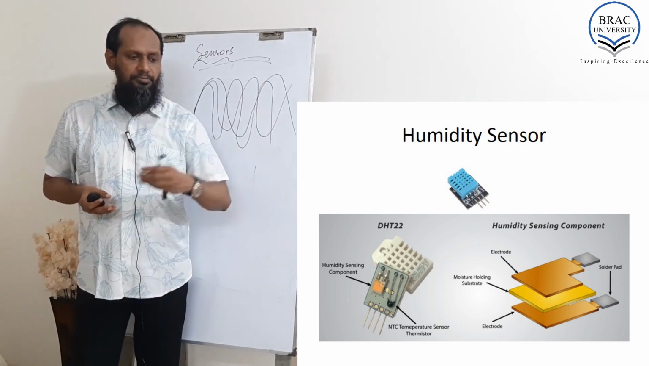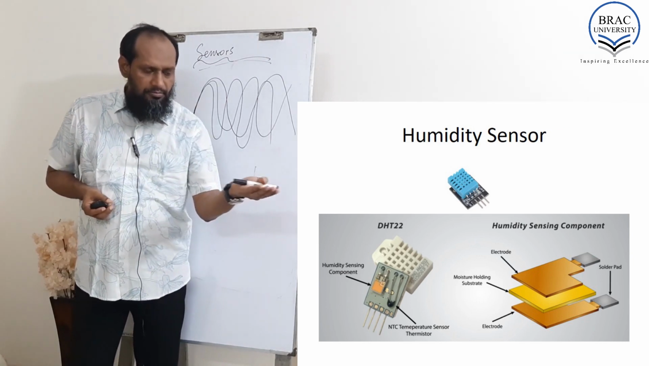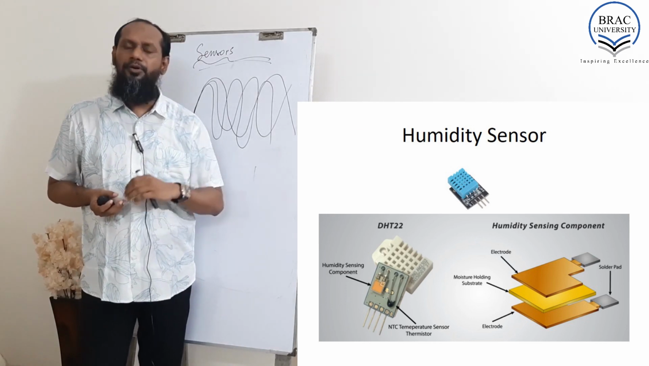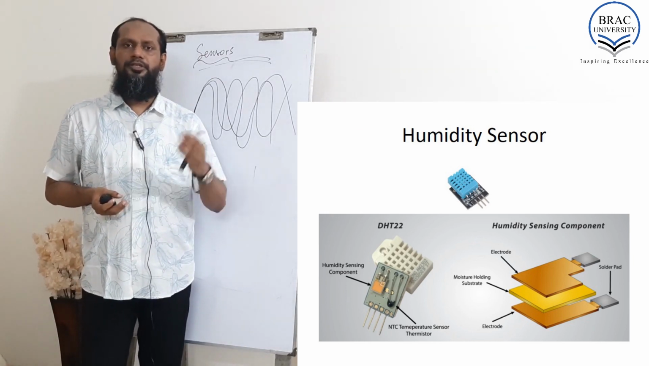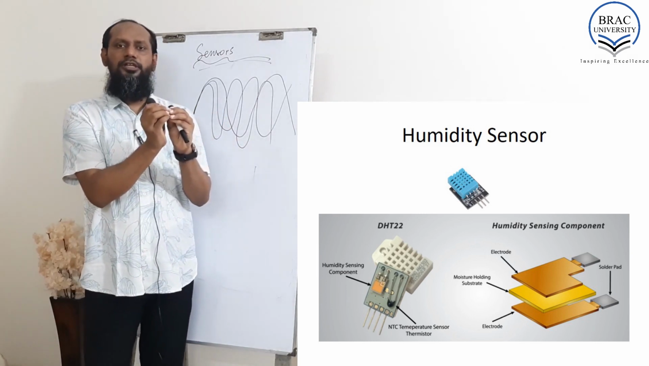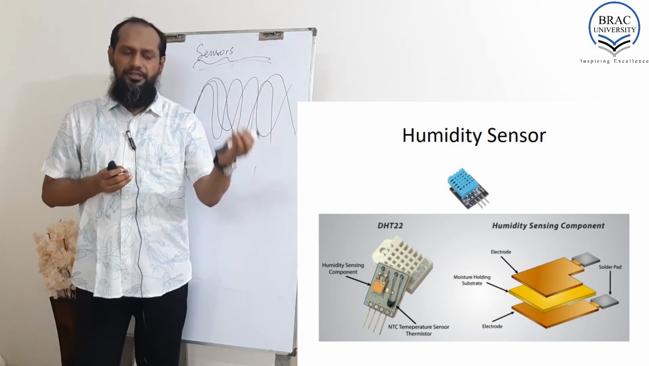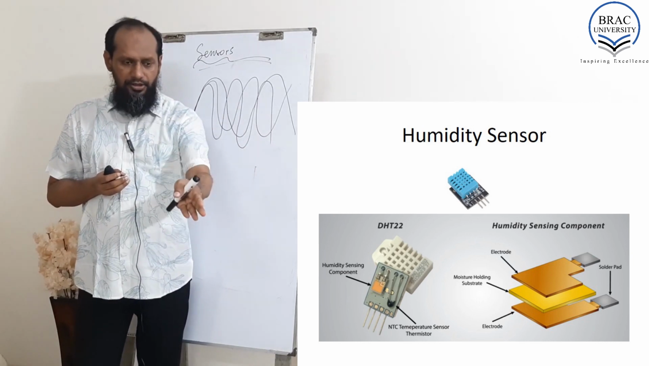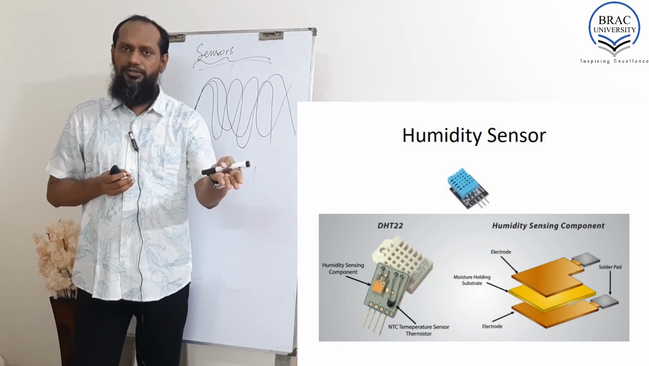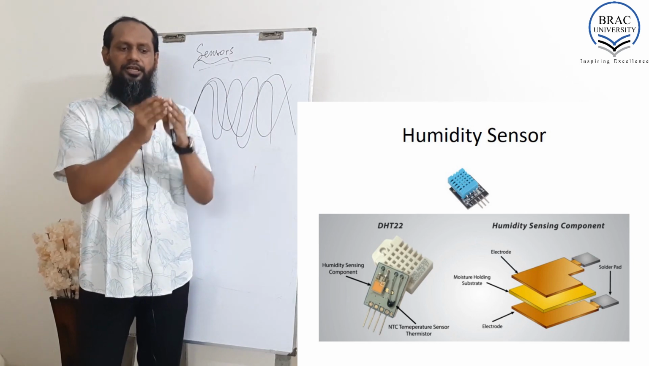And for temperature, it uses an NTC type of temperature sensor. So here in this sensor, two sensors are actually embedded in a single board. One is the humidity sensor, shown in the right side pictures, and the other one is the thermistor type of sensor that we discussed a few slides back. So two sensors together in a single unit.